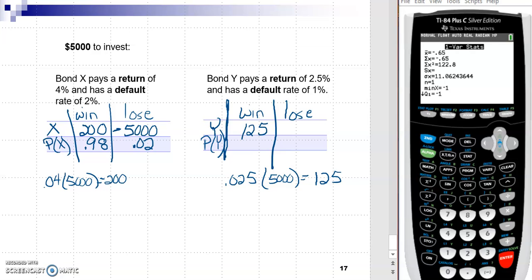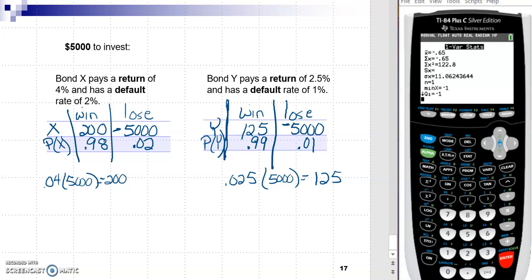And here again, it could default, and he might lose everything. But if he does, he'll lose his $5,000. But the difference is the default rate here is 1%. So the probability he loses all $5,000 is only 1%. Well, what does that mean? The probability he wins or makes money? That's going to be 99%.